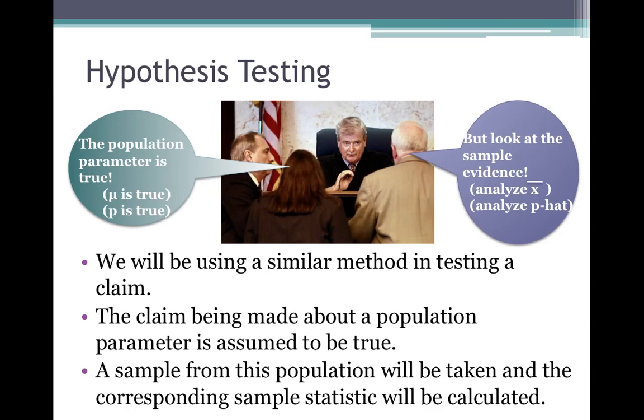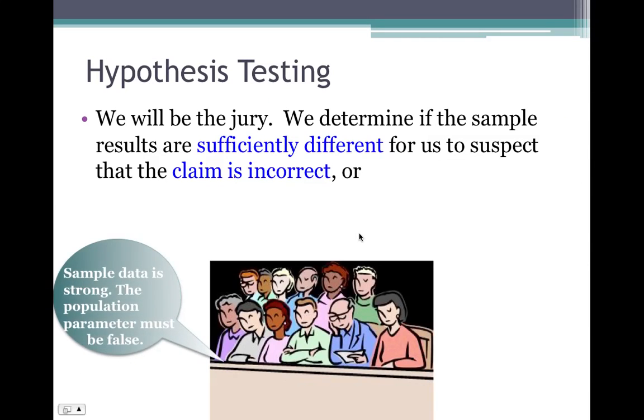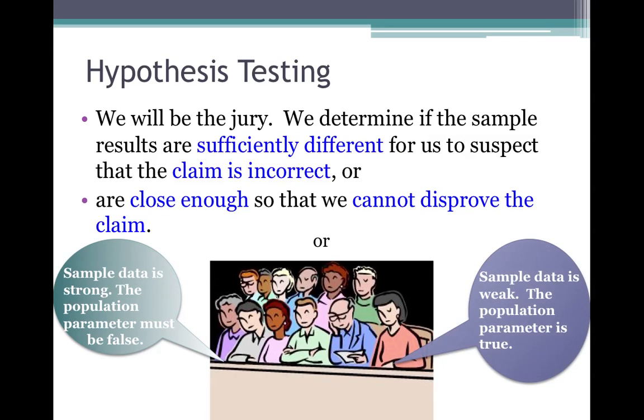And then the other party is going to say, look at the sample evidence. And by sample evidence, we mean X bar and P hat, sample means and sample proportions. A sample from this population will be taken, and the corresponding sample statistic will be calculated. So one party is going to say, look at the sample evidence. The jury is going to be us. We're going to determine if the sample results are sufficiently different for us to suspect that the claim is incorrect, or are close enough so that we can't disprove the claim.